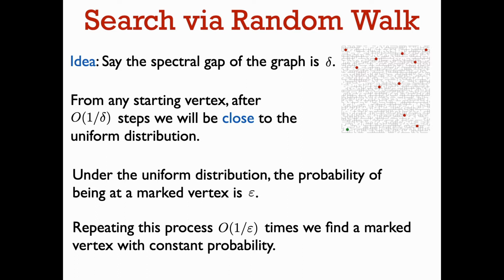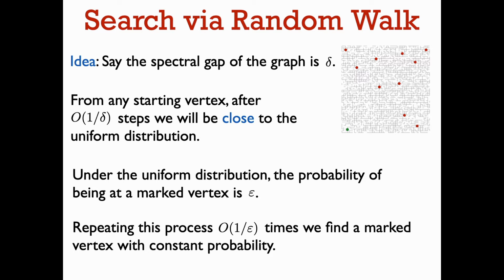If we truly had a uniform distribution over the vertices, then in choosing a vertex from this uniform distribution and checking if it is marked, we would have probability epsilon of succeeding. Again, this is by our assumption that an epsilon fraction of the vertices are marked. So here's an algorithm. Remember, we want to check to see if a vertex is marked as few times as possible, since this incurs a cost.